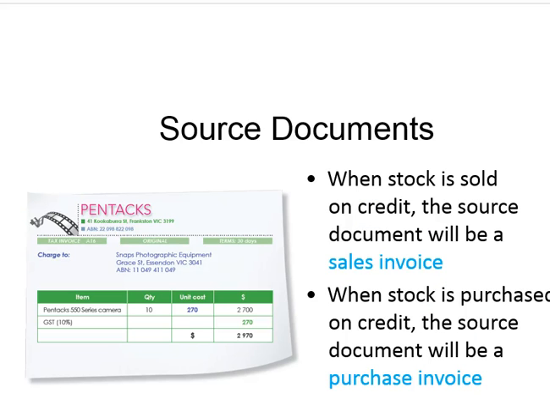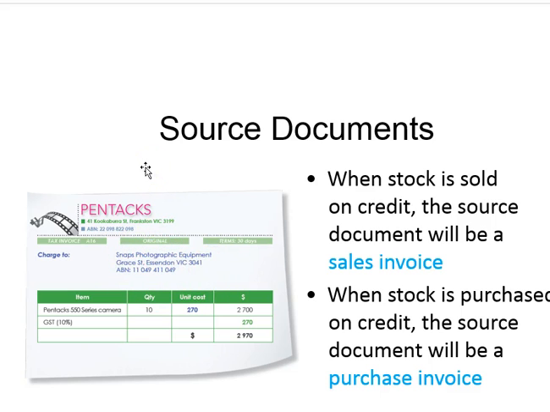When stock is sold on credit, the source document will be a sales invoice. We know it's a sales invoice because up here, and this is what you need to be quite discerning of, that will have the business's name. And then this will have who we have sold to.